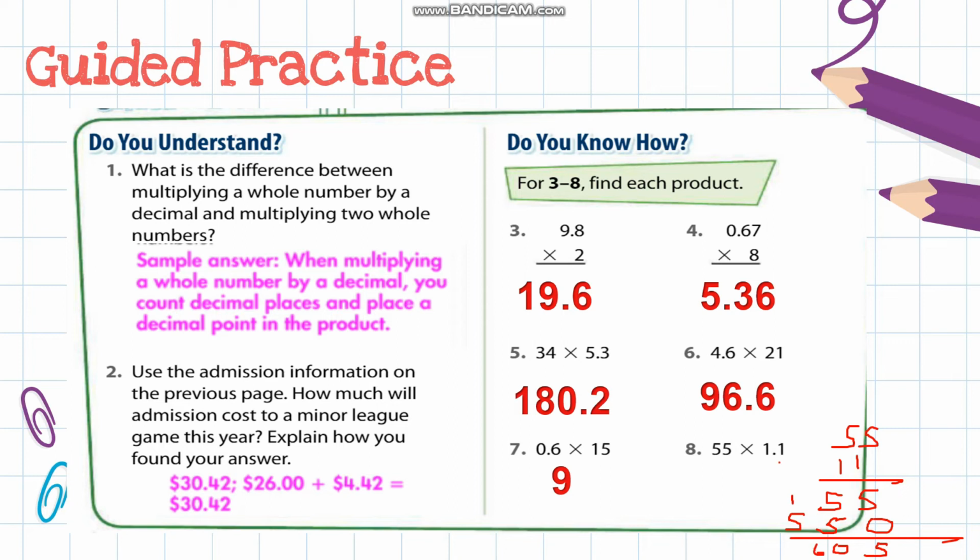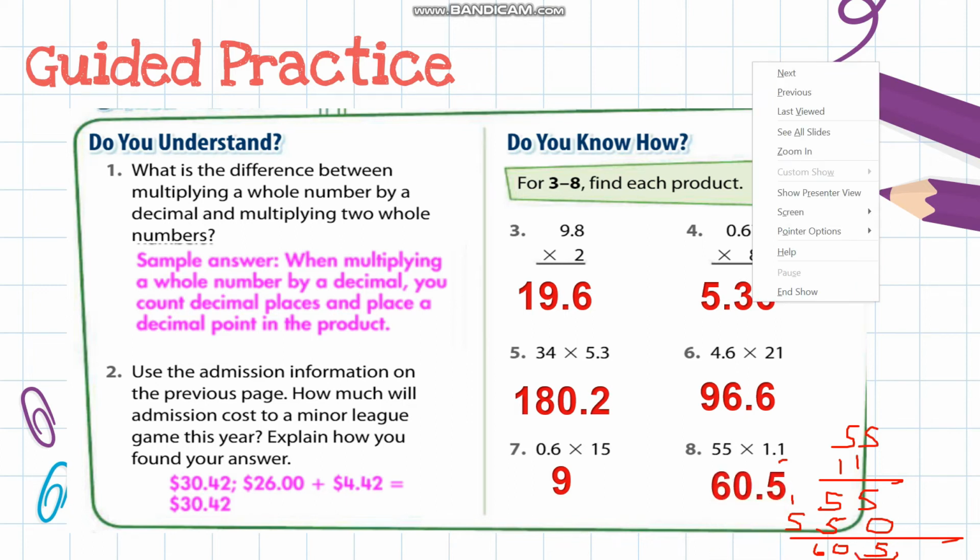Then how many decimal places? 1. Move going to the left. So the answer is 60.5.